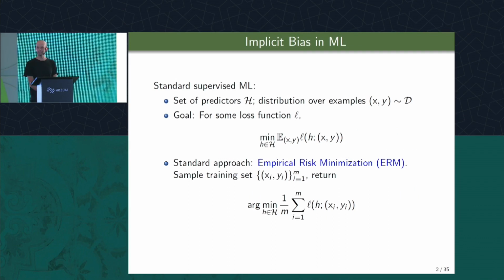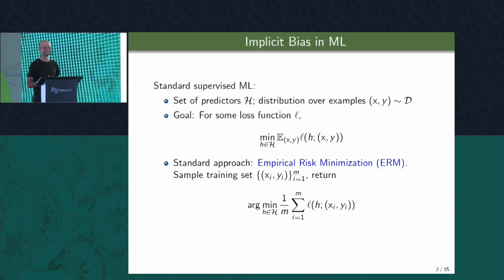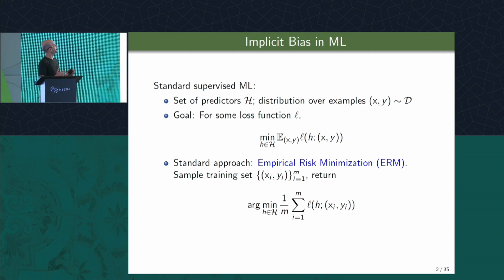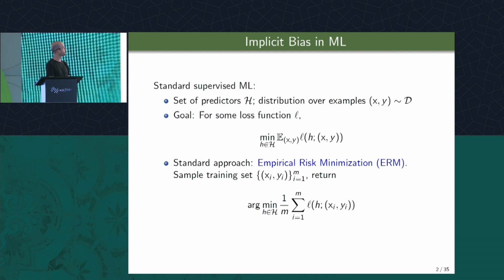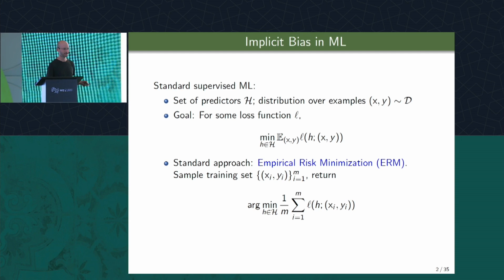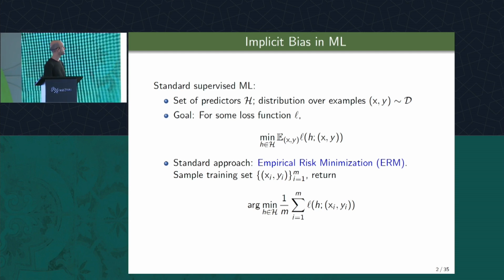Actually, Misha gave a great introduction to many of the concepts I'm going to discuss in this talk, so I'll go for it relatively quickly. When we talk about standard supervised machine learning, we assume that we have some set of predictors H, and we have some distribution. Our goal is to minimize the expected loss given some function over the examples. The standard approach, of course, is to do empirical risk minimization. We don't know the underlying distribution, so instead we sample a training set and minimize the average loss over these examples.